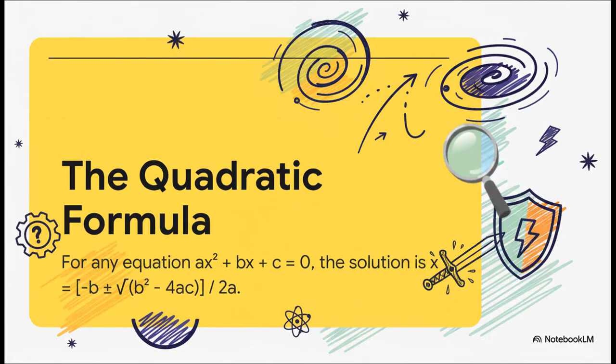And here it is. I kind of like to call it the time machine formula. Now, I know it looks a little intimidating, but trust me, it's just a plug-and-play recipe. You just feed it the A, B, and C from your physics equation, and boom, it spits out the exact moments in time you're looking for.